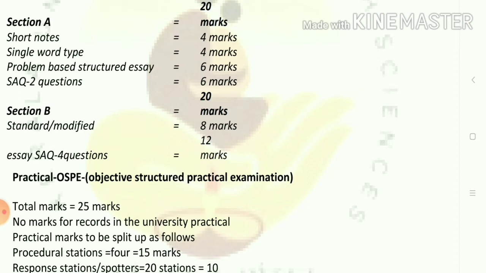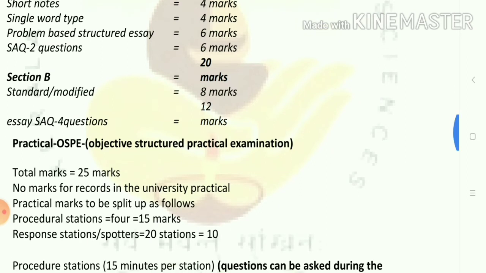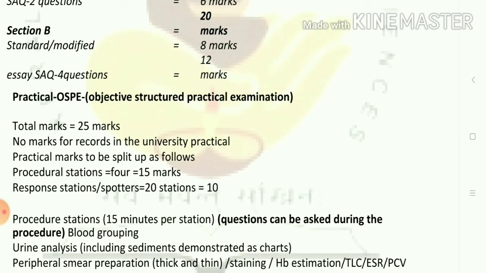Practical OSPE, total 25 marks for practical. No marks for record in the university practical. Practical marks to be split up as follows. Procedural stations are 4, that is 15 marks. Response stations or spotters, that is 20 spotters, will be there for 10 marks.